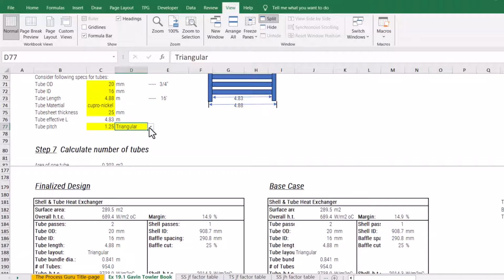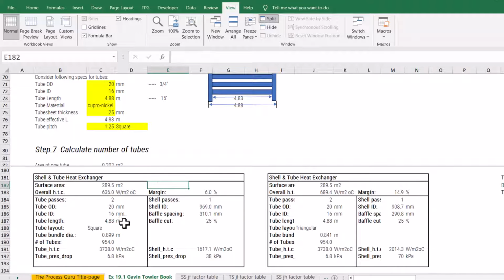So instead of triangular, if we go to the square pitch, the square layout, what does common sense tell, or what is the generally known fact? The triangular pitch is very compact in nature, so you would end up with a smaller bundle diameter. And when you have a square pitch or square layout, you would end up with a somewhat larger diameter, so your shell ID would also increase. So let's see what happens in our new design.